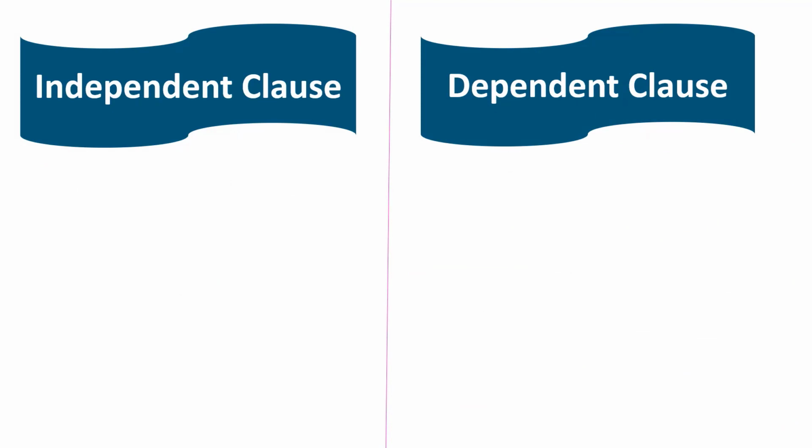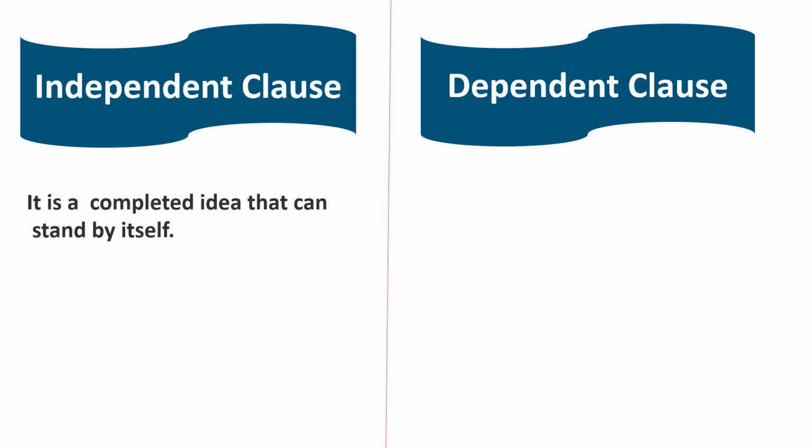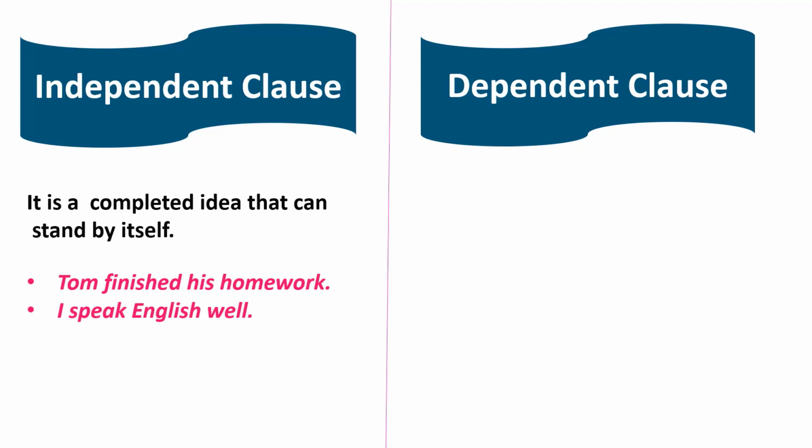The first thing you need to know before we dig into the three types is the difference between the independent clause and the dependent clause. And why do we need to know them? Because actually the three types of sentences are made of either independent or dependent clauses. Now let's start with the independent clause. It's a completed idea that can stand by itself. For example, Tom finished his homework. Full stop. It's a complete idea. We can understand it. It doesn't need any other part to complete the meaning. I speak English well. Very clear. You can understand it. Full stop.